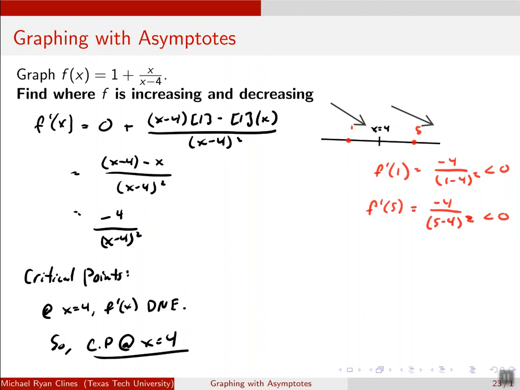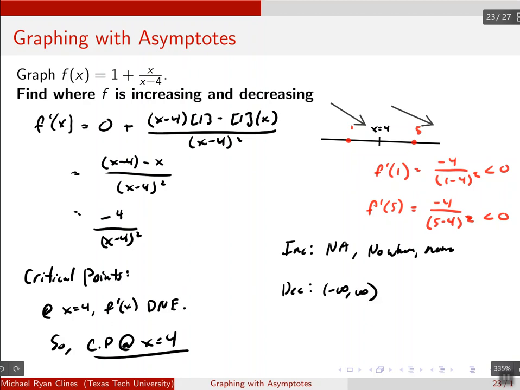Okay, so now we have this, but we want to figure out where f is increasing and decreasing. Where is it increasing? Well, nowhere. The derivative is not positive anywhere, so this function is not increasing anywhere. So we can just put in a nowhere, none, wherever you want. Just indicate that we are not increasing anywhere. What about decreasing? Well, we're decreasing everywhere. So we just put negative infinity to infinity.